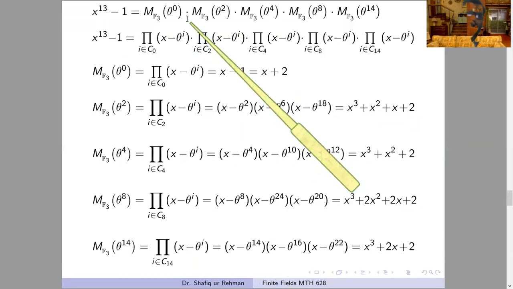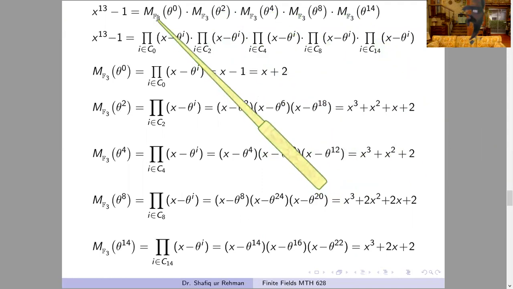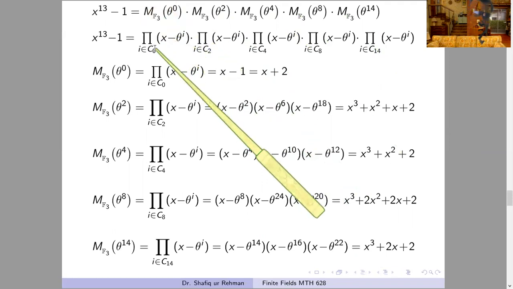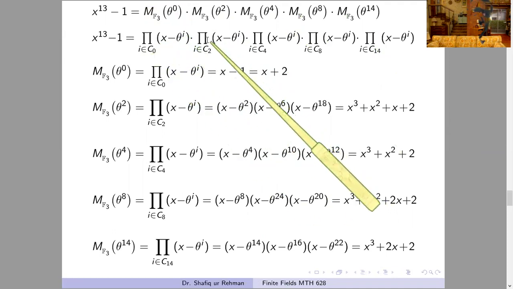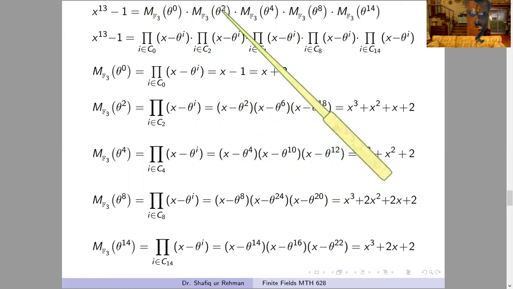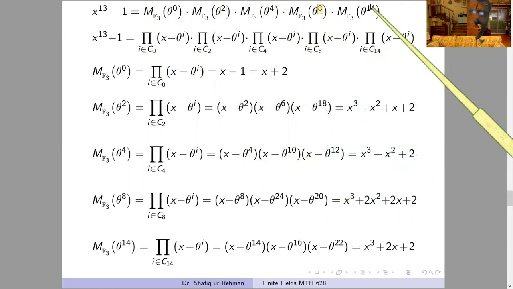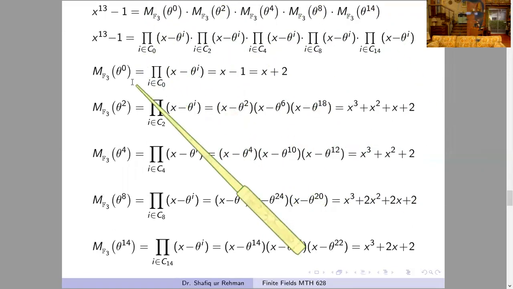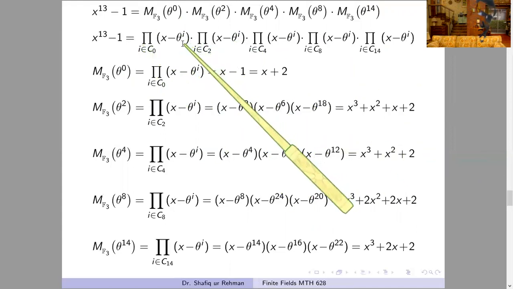So this power of theta belongs to this set, that is 0, 2, 4, 8 and 14. And now we know from the previous lesson how to find minimal polynomials for powers of theta. This is equal to the product of x minus theta power i, where i belongs to C0. This is equal to the product of x minus theta power i, where i belongs to C2. Here i belongs to C4. Here i belongs to C8. Here i belongs to C14. This formula we know from the previous lesson, and now we will find these values and put them here, then we will get the required factorization.